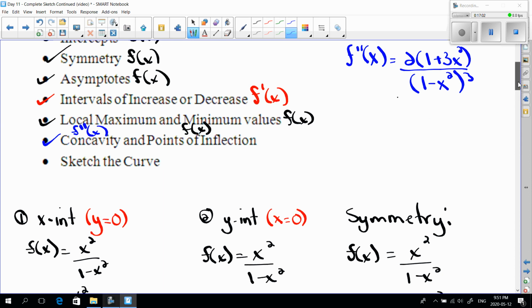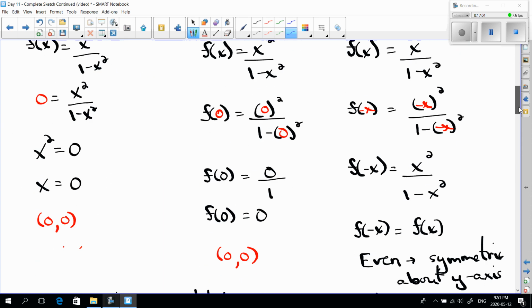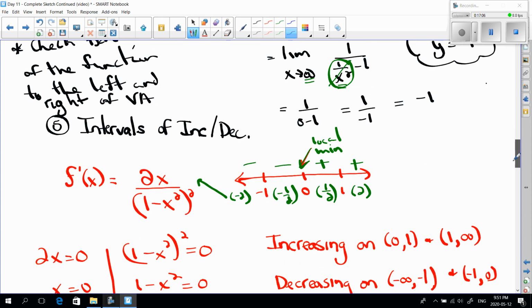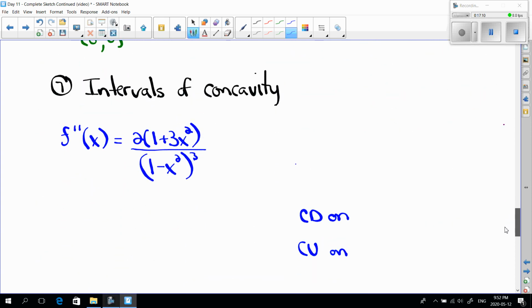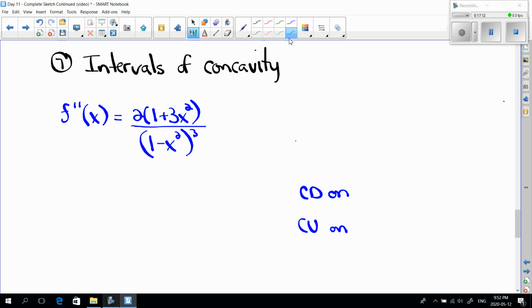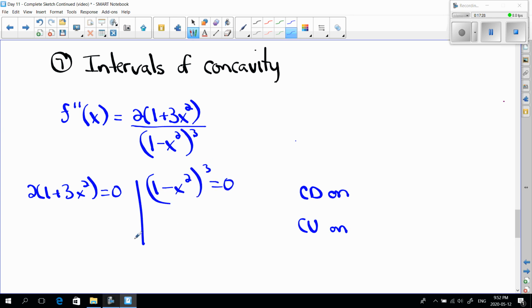And then I'll find my inflection points by plugging the critical values back into the original. So, intervals of concavity, here we go. I want to get my critical values by taking the numerator and setting it equal to 0, but also by taking the denominator and setting it equal to 0. And I'm going to solve.